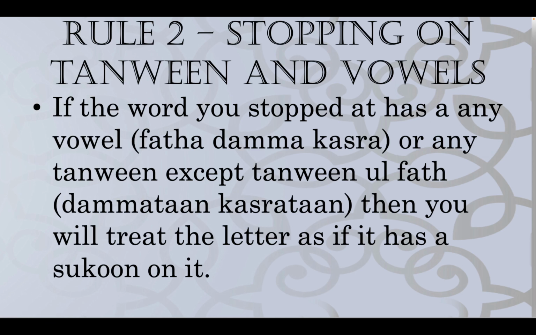So we saw examples of this just a second ago in Surah Quraysh. We'll continue again with the same rule. So rule number 2, when stopping on tanween and vowels, you have to see if it's a fatha, dhamma, kasra, or dhammatan or kasratan. Those are the 2 tanweens and the 3 diacritical marks that you have to keep in mind, a total of 5. If you see these 5, then you have to treat them as if they have a sukoon on them. So let's get into it.